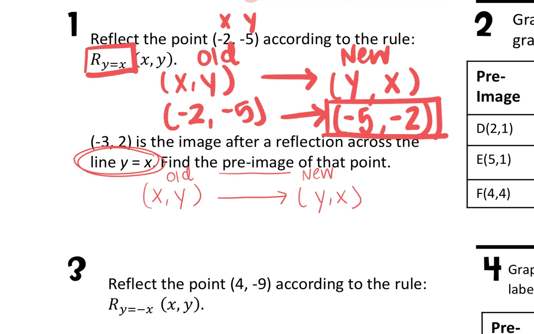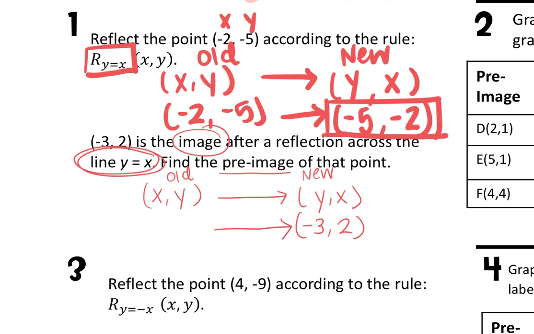Now, they gave us the original point. Sorry, they give us a new point, which is the image. So -3, 2 is the new point. So I put it second. What I'm trying to find is the original point, the old point. They gave me the new one, all right?